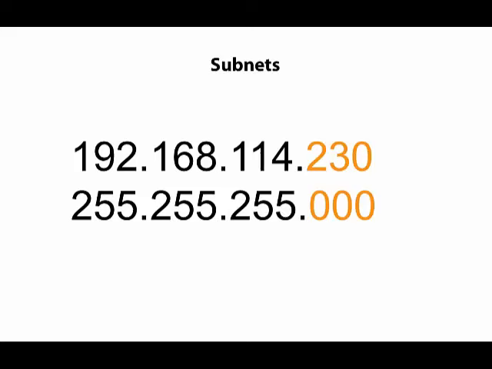So now we've learned that routers route traffic between different subnets, but how is a subnet defined? A subnet is defined by a combination of the IP address and the subnet mask. Here we see we have an IP address of 192.168.114.230 with a subnet mask of 255.255.255.0. The subnet mask has 4 octets, just like an IP address.